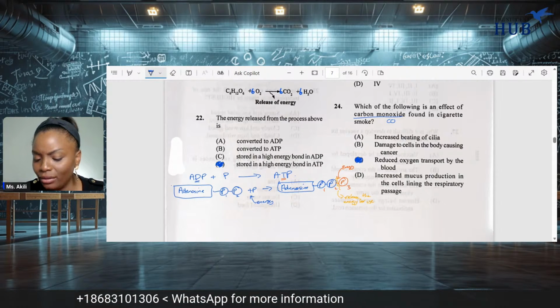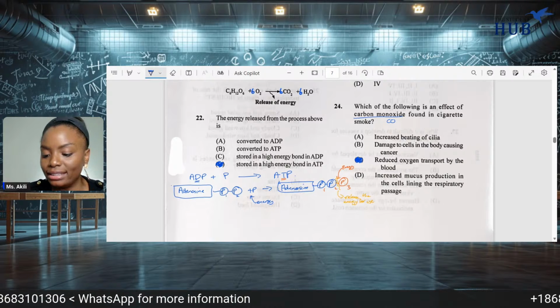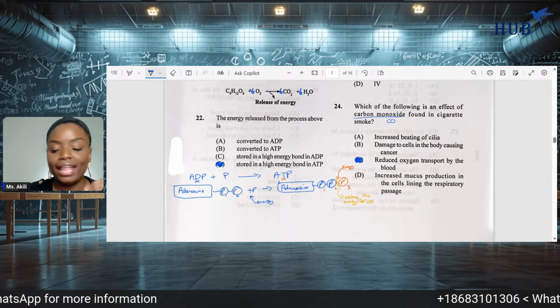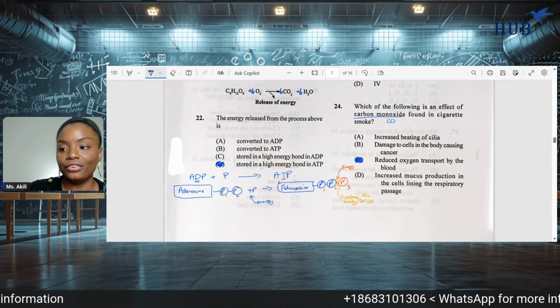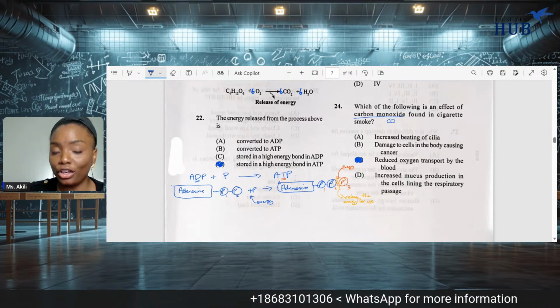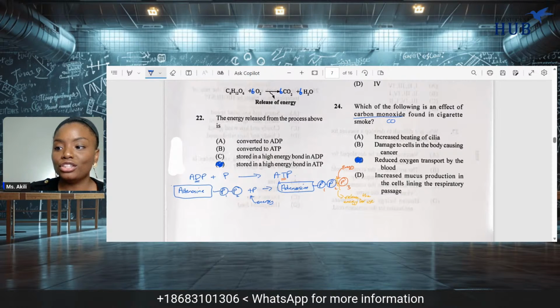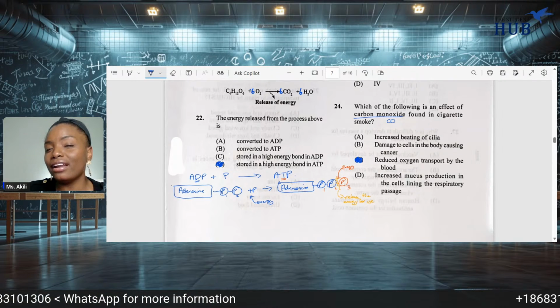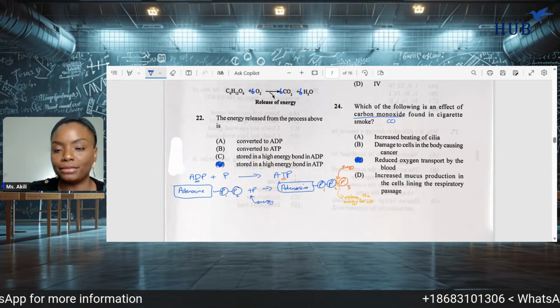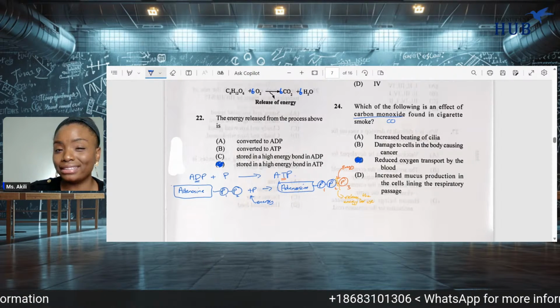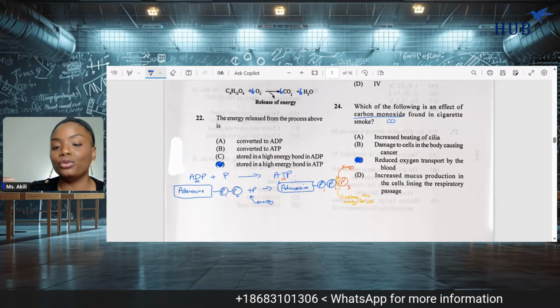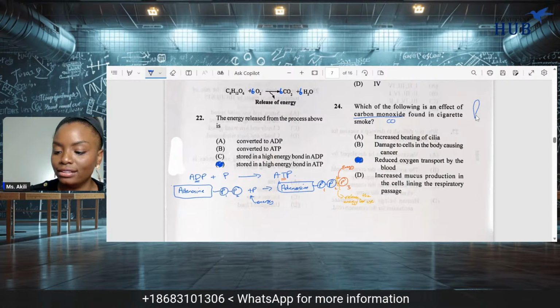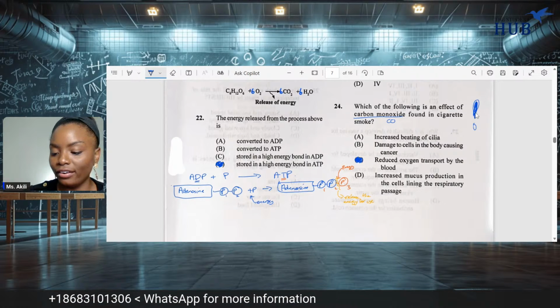And then D, which is increased mucus production in the cells lining the respiratory passageways. That happens when there are increased irritants or tar accumulating on the respiratory passageway. So for this question, carbon monoxide, C is the answer, but there's a variation of this question that pops up from time to time, which focuses on tar instead. So again, make sure and read this question very, very carefully.